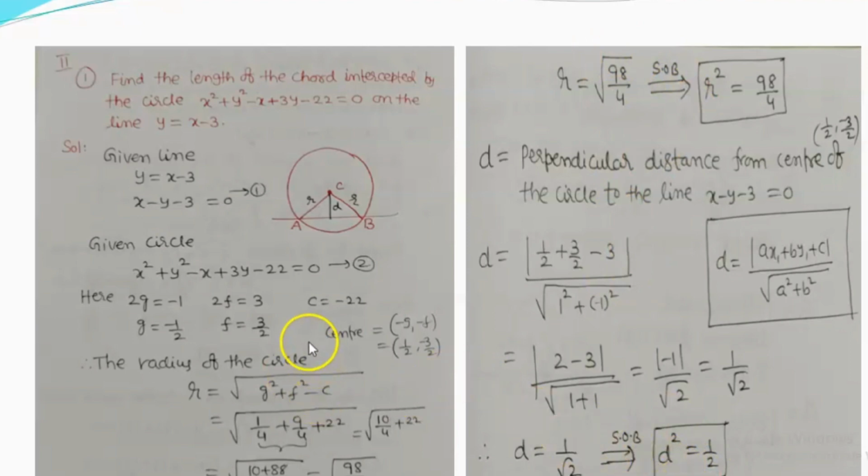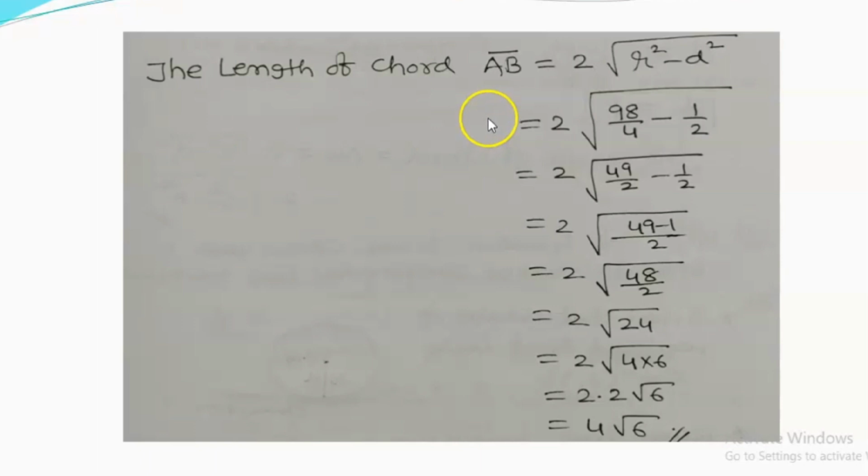The length of chord intercepted by the circle on the line y is equal to x minus 3 is AB equal to 2 root of r square minus d square. So r square value is 98 by 4, minus d square value is 1 by 2. So 2 into square root of 49 by 2, it is divided by 2 here, that means cancel with 2. So 49 by 2 minus 1 by 2.